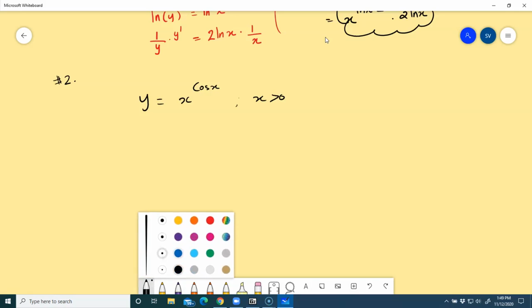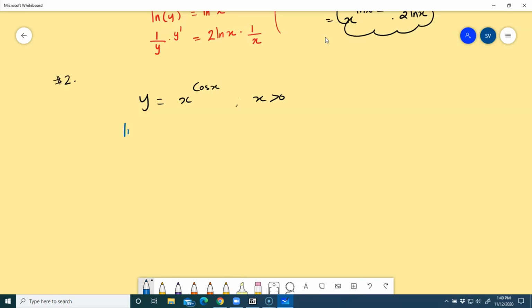So let me try to use a different color. Apply natural log on both sides. So ln of y equals ln of x to the power cos x. This is ln of y equals cos x into ln of x. This is the standard rule: if there is a power for the log function, that power will come in front of the function. Nothing complicated there.